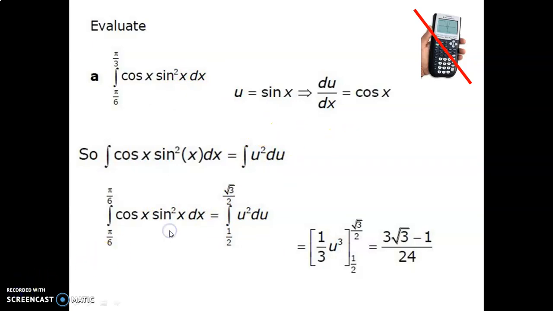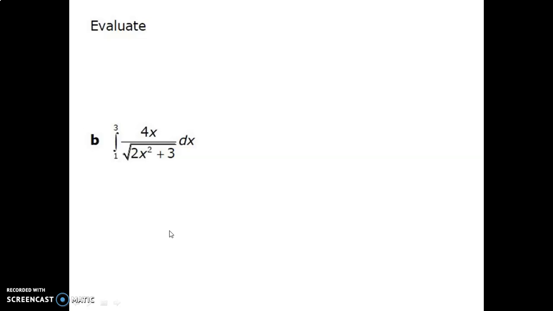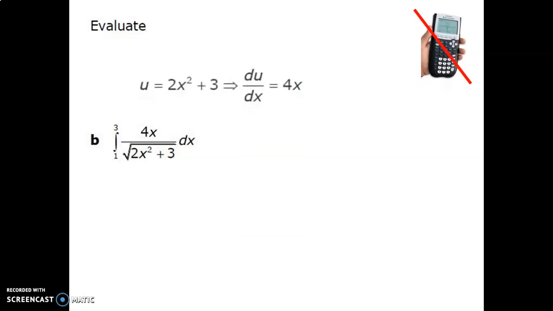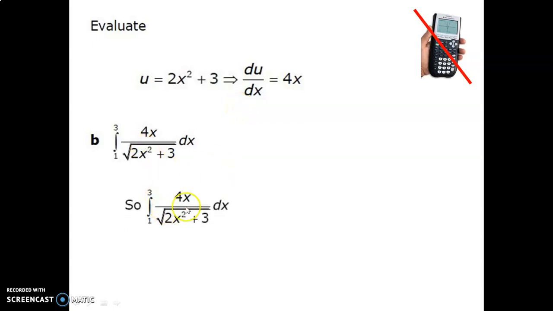Okay, I have one last one for you to try. It is this one here. Give it a shot. And now let's check our work on this one too. No calculator. There's the substitution we can make here. Notice when you make the substitution, you can rewrite this like this.